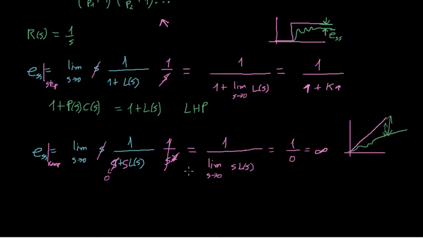Now, if this is true for the ramp input, even more so for the parabola, since now there are three integrators in the reference, and then the limit becomes 1 over the limit when s tends to 0 of s squared L(s), and this is also infinity. This is the steady state error for the parabola.